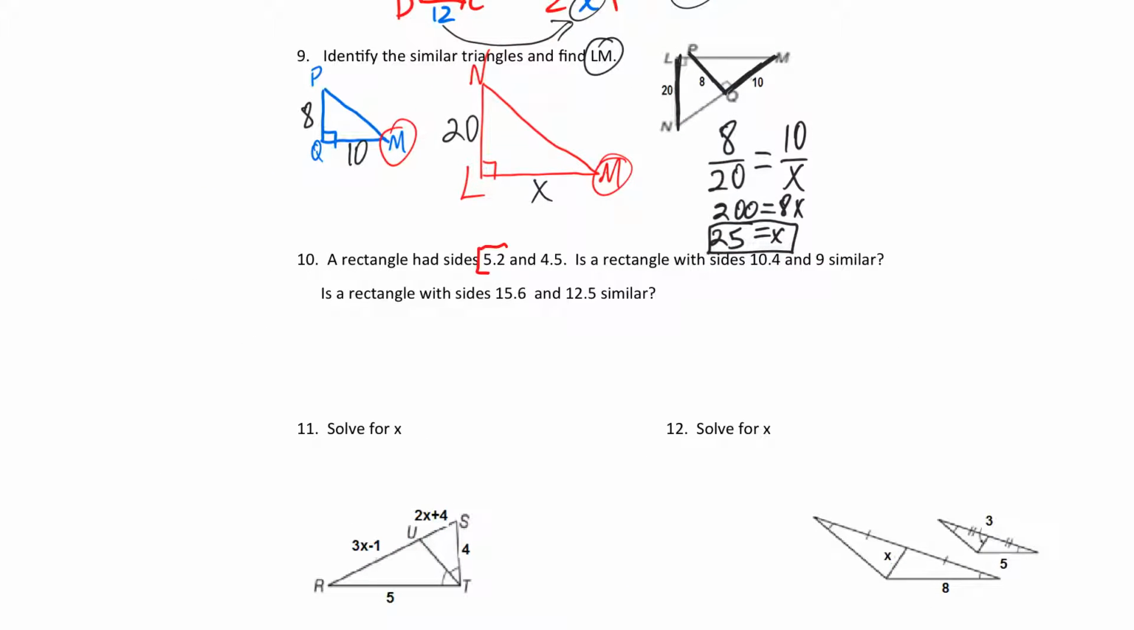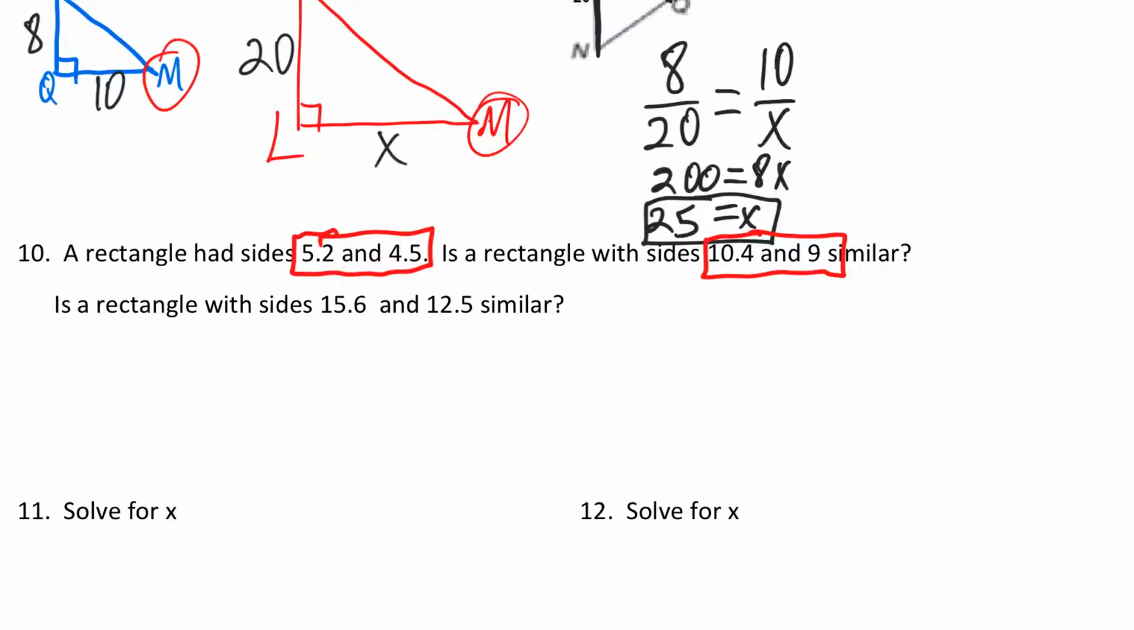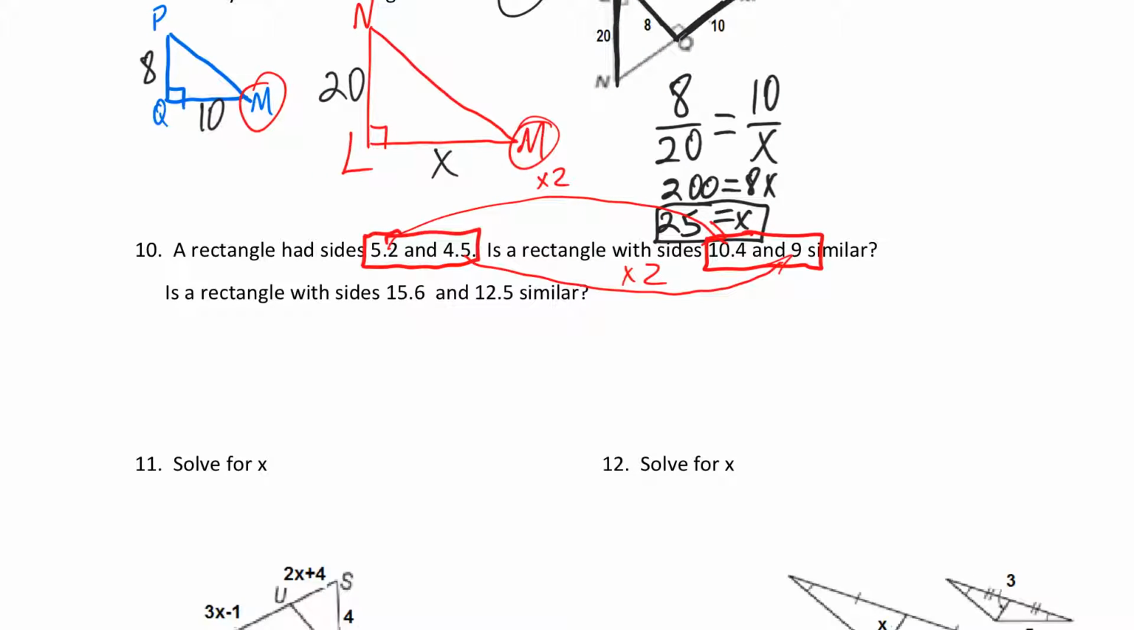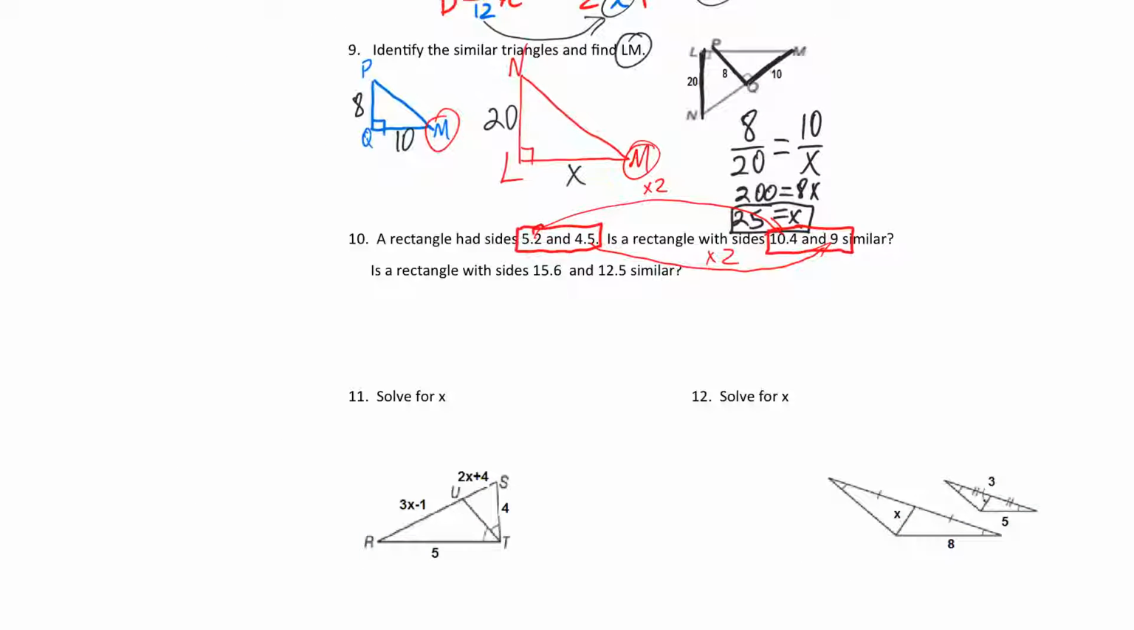Okay. Is a 5.2 by 4.5 rectangle similar to a 10.4 by 9 rectangle? Okay. To get from 5.2 to 10.4, what do you have to do? You multiply by 2, right? That's times 2. How do you get from 4.5 to 9? Times 2. So are you using the same scale factor? Yes, that tells me that those two are similar, okay?